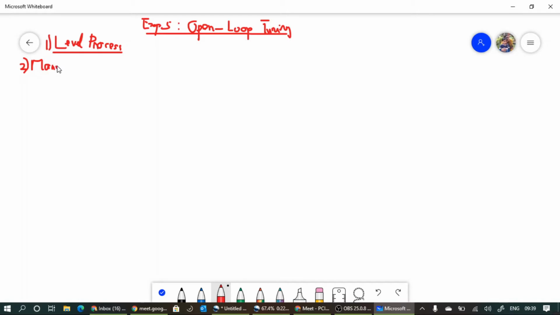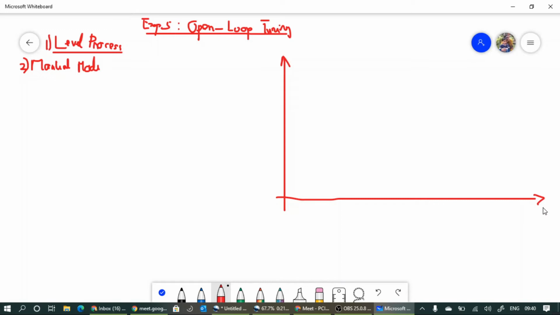For both groups, select manual mode. You have to select the manual controller. Simultaneously I am drawing the graph also. So this is time. This is both control output, that is P, and also the controlled variable or process variable, that is CP. So two things are shown here.